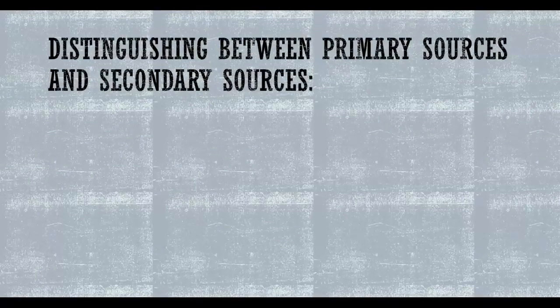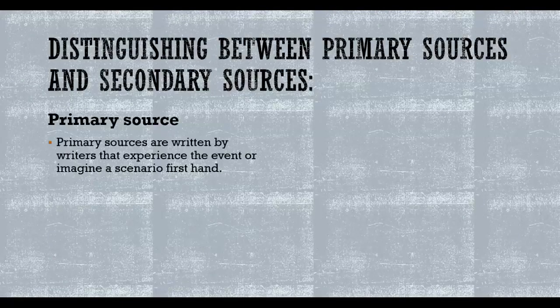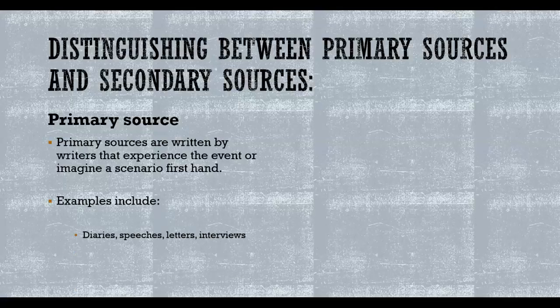Distinguish between primary sources and secondary sources. A primary source is a document or physical object which was written or created during the time under study. Primary sources enable researchers to get as close as possible to what actually happened during a historical event and/or time period. Primary sources are written by writers who experienced the event or imagined a scenario firsthand. Examples include diaries, speeches, letters, interviews, creative works, poetry, drama, novels, music, and art.